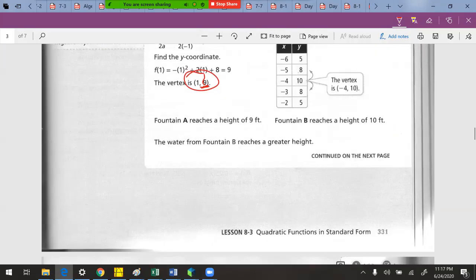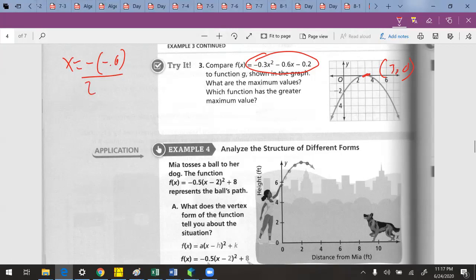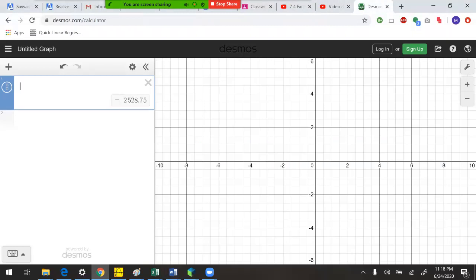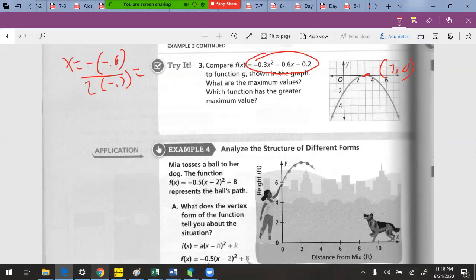Okay, got it there. Now let's compare this with this function. The vertex for this is 3, 0. Now let's find the vertex for this. X equals negative parentheses negative 0.6 over 2 times negative 0.3. Let's actually do the math real quick. Let's again use Desmos. Negative parentheses negative 0.6 divided by 2 times negative 0.3. There we go. It's going to be negative 1.